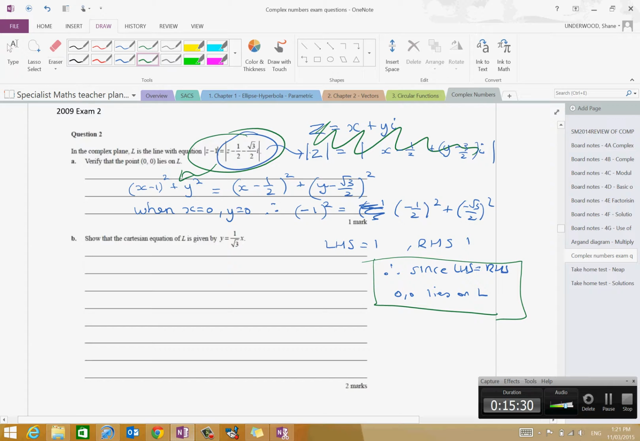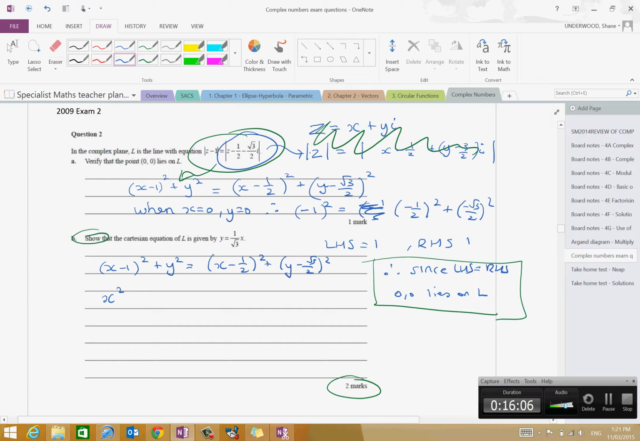It says show that the Cartesian equation of L is given by y equals 1 on root 3 x. Because it's saying show, you must show each step clearly. You cannot use the calculator. You cannot use complete the square or simplifying expressions. You must show it. Okay? So what we're saying is that x minus 1 all squared plus y squared is equal to x minus a half all squared plus y minus root 3 on 2 squared. Do not skip steps in show that questions.